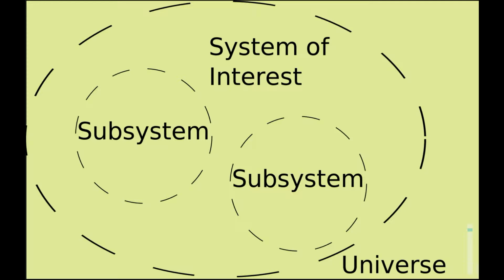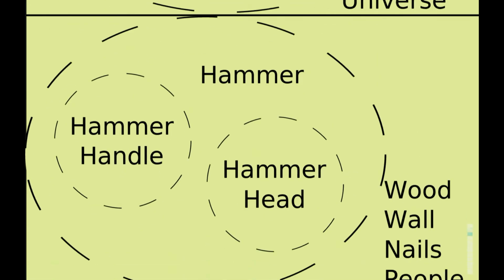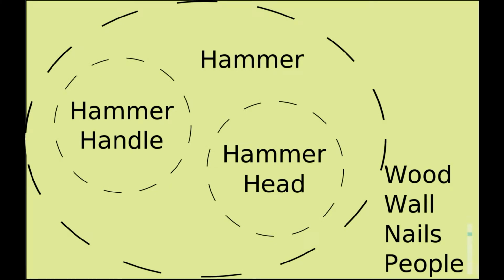What is outside the hammer system? Wood, balls, nails, and people. What is inside the hammer system? Hammer handle and hammer head. The thing that you hold. The heavy bit, hey? Yeah, the metal bit.